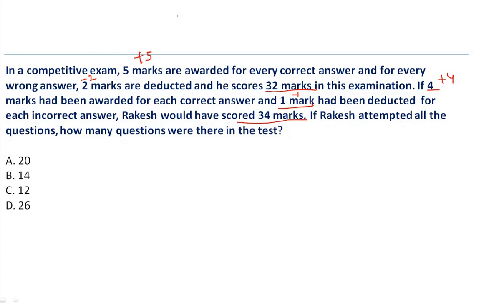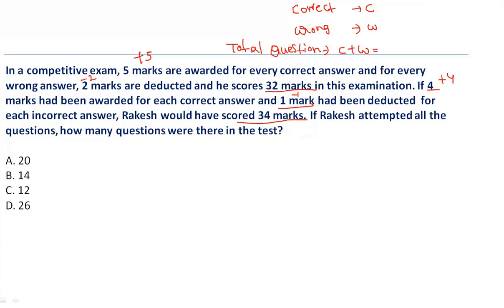So you have two cases here. You can frame two equations, one for the first case and one for the second, and then by solving the two equations, you can find how many questions are there in the test. As Rakesh attempted all the questions, let's take the correct answers as C and the wrong answers as W. So total questions are nothing but C plus W, right? So total questions in the exam is C plus W.